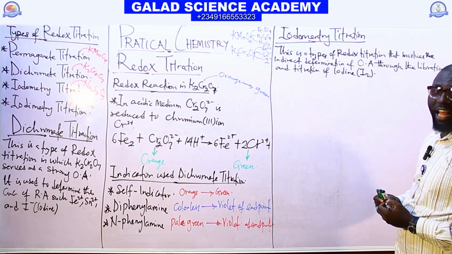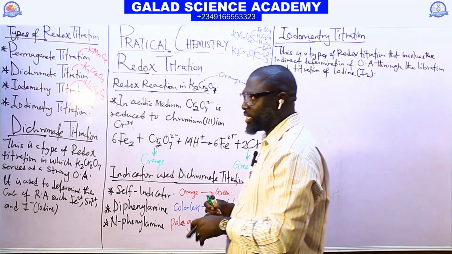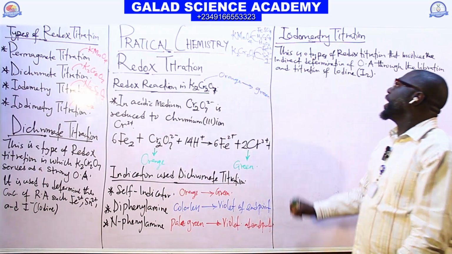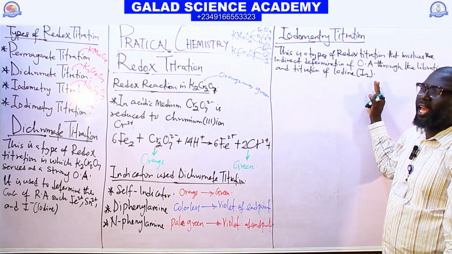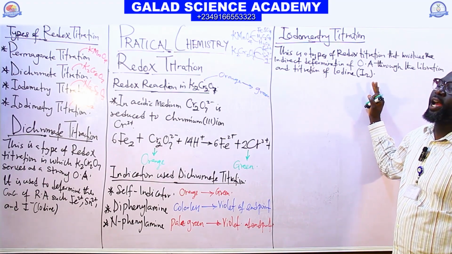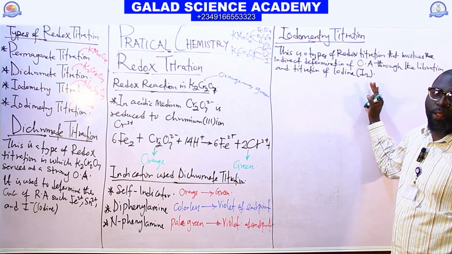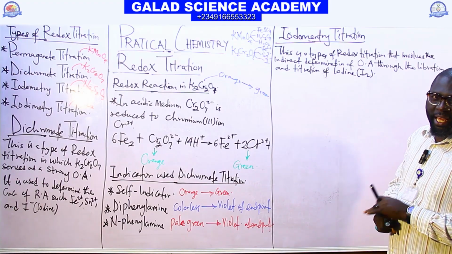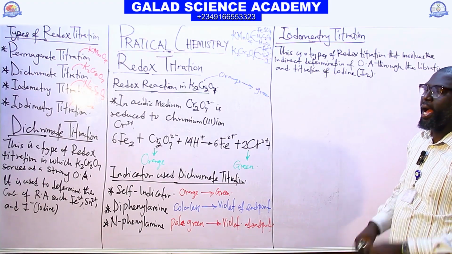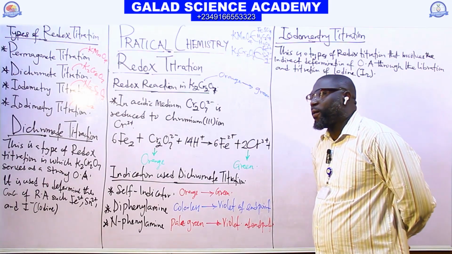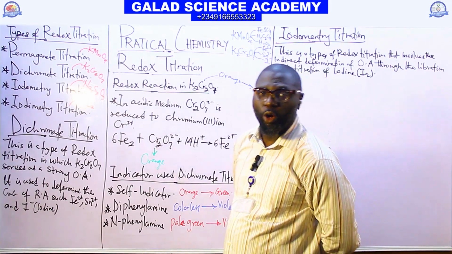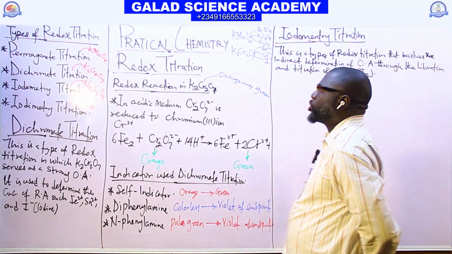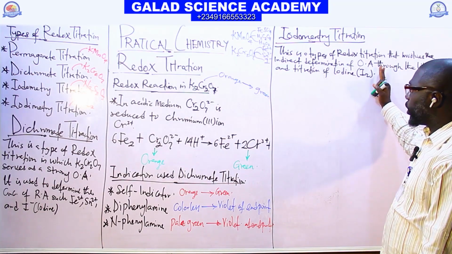So this kind of titration is called indirect titration, because the iodine used here is first of all obtained from potassium iodide through the copper or iron or peroxide or chlorine, any one of the analytes.